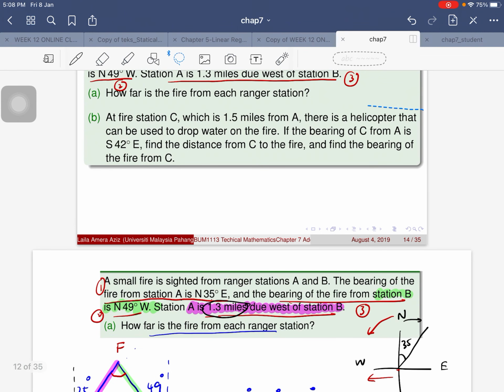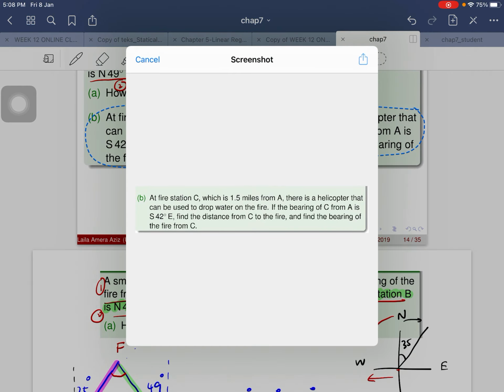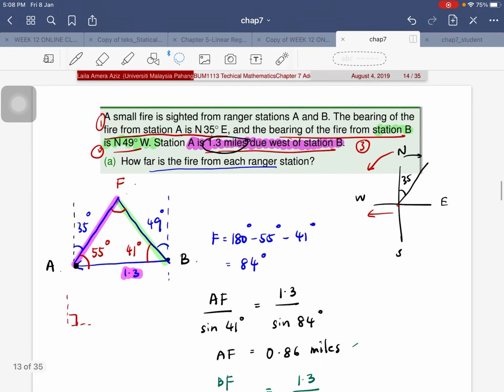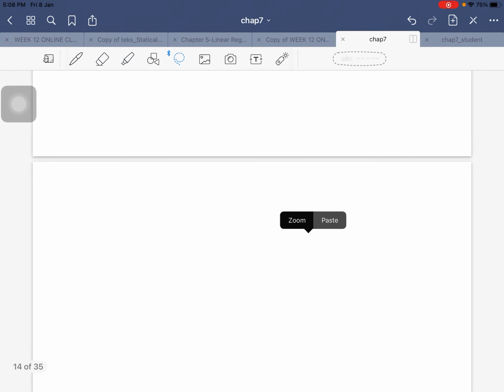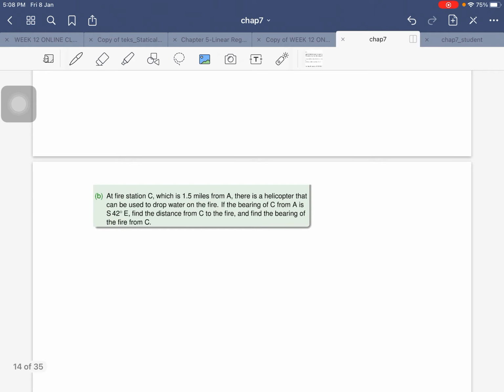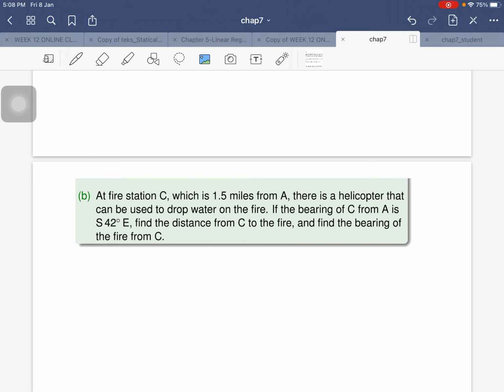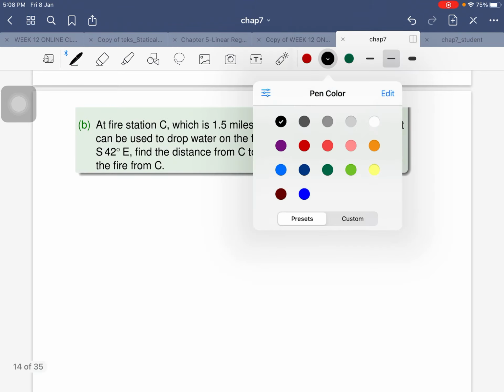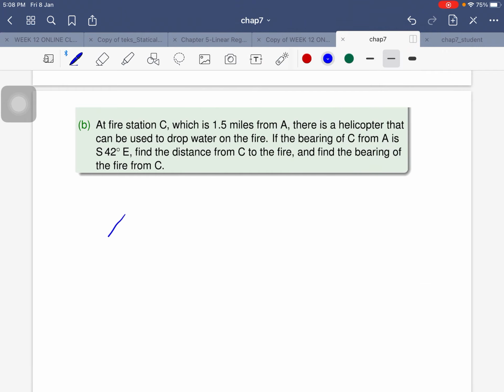So let me copy this. This is going to be an extension from the previous problem. So let me sketch whatever we have previously first. So previously we have something like this. This is roughly the sketch. This is our station A, this is our station B, and this is the fire.